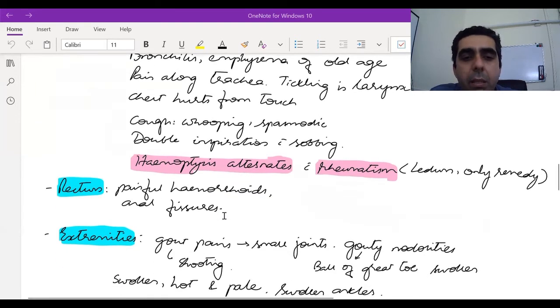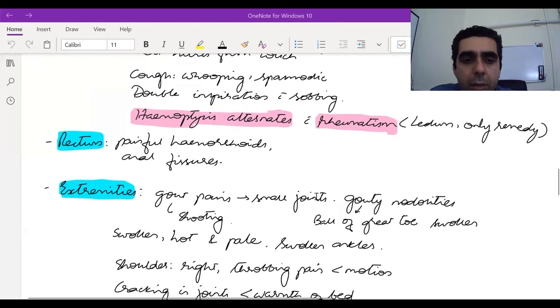Rectum, we can see some painful hemorrhoids, anal fissures, mainly in alcoholics. You can see this hemorrhoidal pain in ledum.